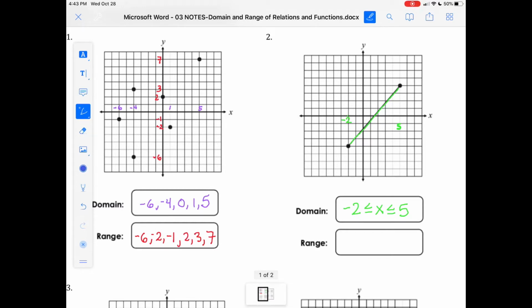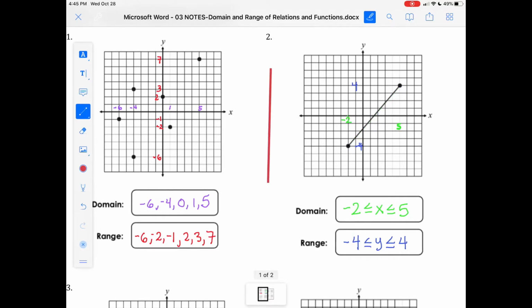So now for our range, we want to find the relevant y values. That's our output. And so it looks like our line, the smallest y value it takes on is -4, and the biggest is 4. So we would write the range as its own compound inequality, and that would be that -4 is less than or equal to y, because we're now looking at the y values, which is less than or equal to 4. That means all of the y values in between -4 and 4, inclusive, fit our range.